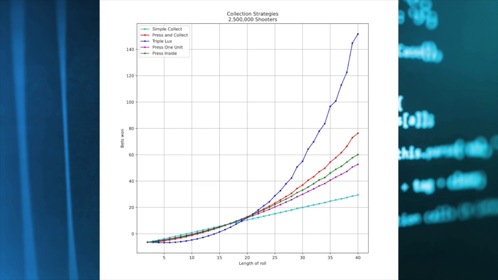Here are the results presented as the number of bets won versus the length of the roll. On the horizontal axis is the length of the roll. On the vertical axis is the number of bets won. Here a bet is $10, so just multiply bets times $10 to get winnings. Each of the strategies is represented by a colored line. Triple Luck is blue, Press and Collect is red, Press Inside is green, Press 1 Unit is magenta, and Simple Collect is cyan.